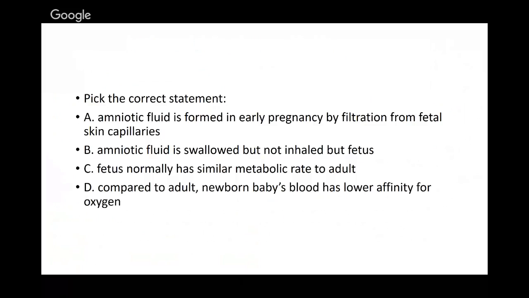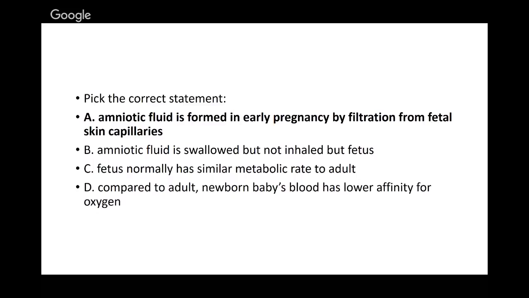Okay. Quick question. Pick the correct statement. Okay, so the answer is A, it's just an interesting fact.